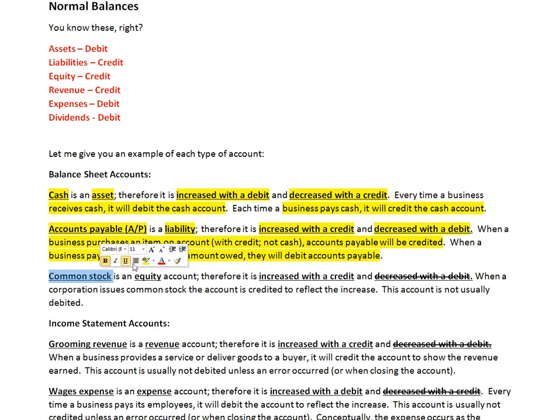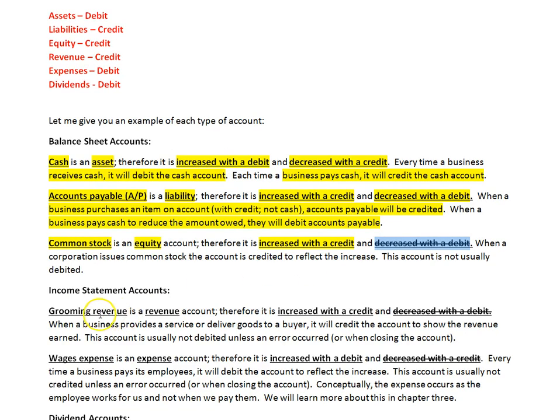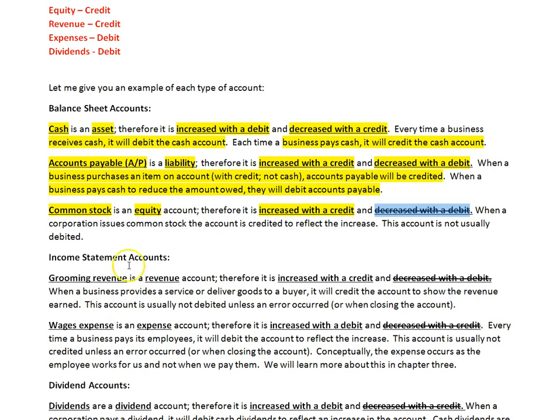Common stock is a common equity account. The normal balance of equity is a credit, therefore it's increased with a credit. I've crossed out the other one, it would be decreased with a debit, but that just really never happens. I mean, not never, but you're not going to see it in this course. It's very rare. It's usually not debited.